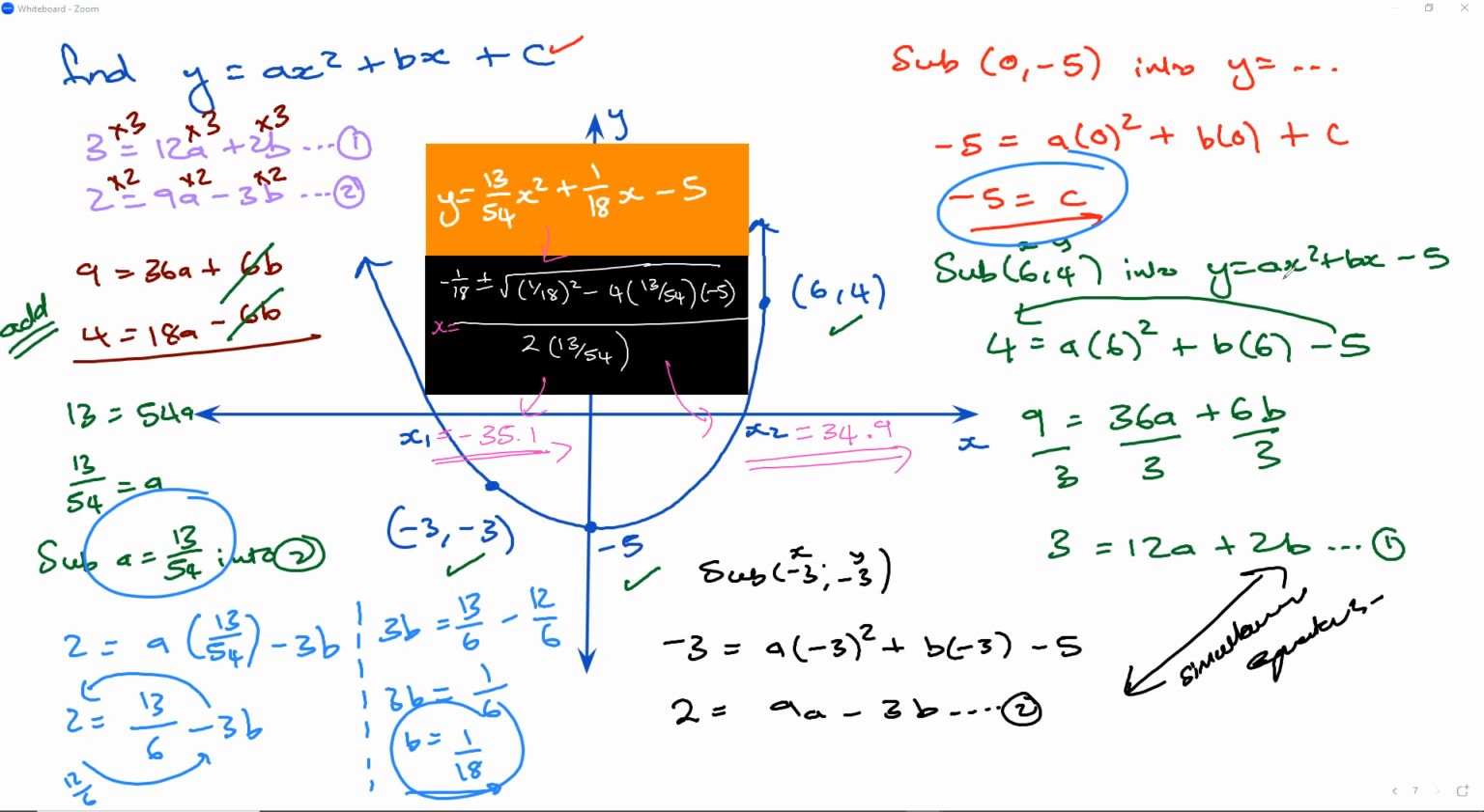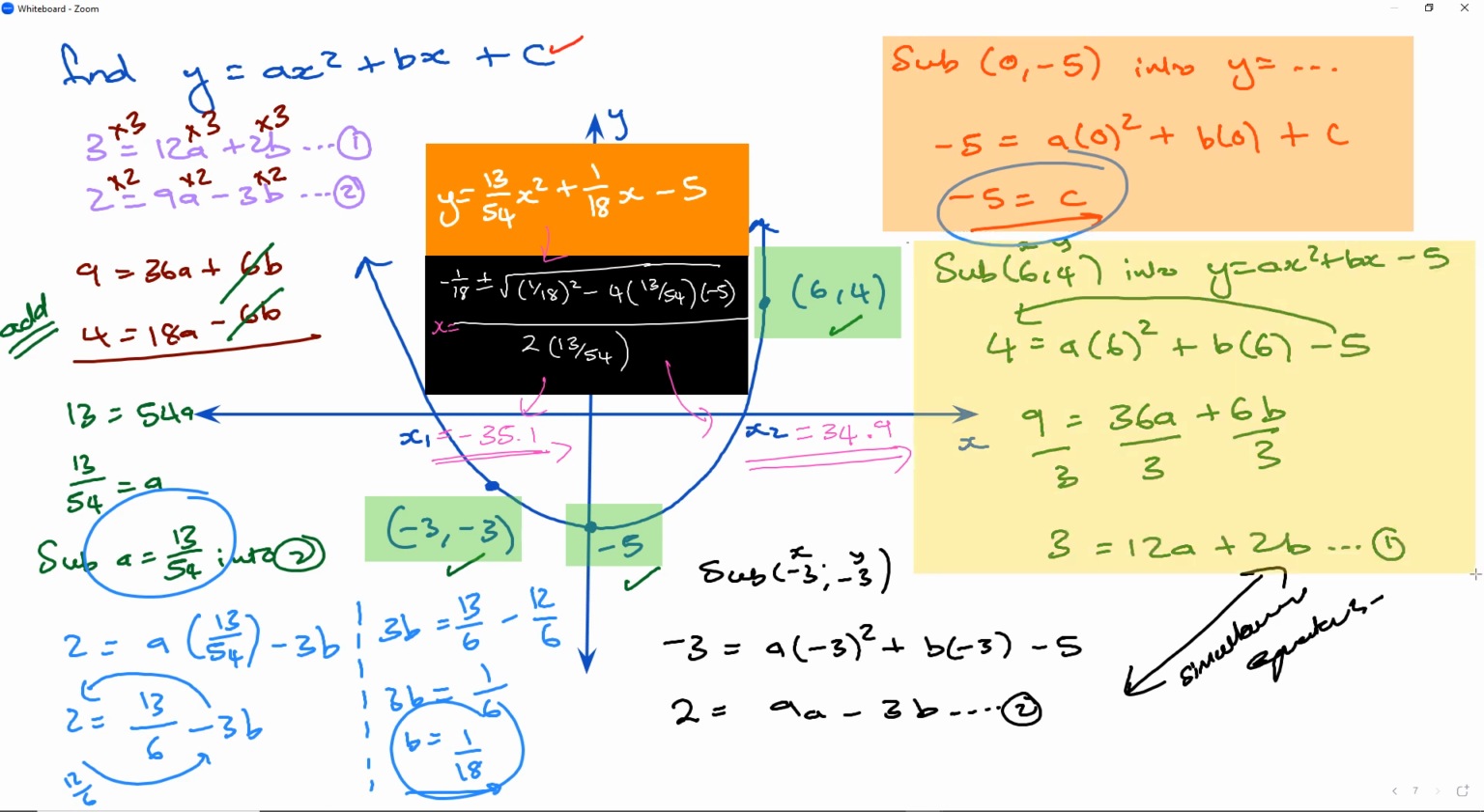Quick recap on this. Let's just make sure we understand what happened here. The first thing we did was we were given the graph and we were given 3 points. We then went ahead and dealt with 1 point at a time. We started just finding the c value. After we found the c value, we then substituted another point in there, and then we got equation 1 in terms of a and b.